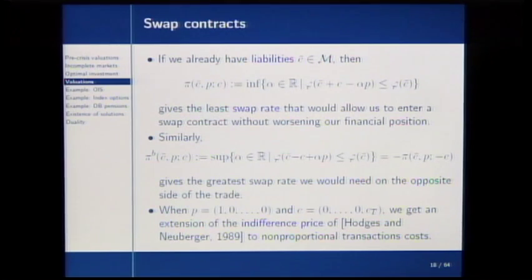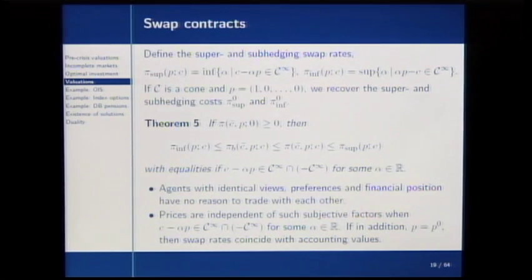Now, if you specialize to the case where the premium is paid all today and the claim is paid at maturity, then you get the classical indifference price studied at least as early as '89 by Hodges and Neuberger. Then you can define the indifference swap rate for entering the opposite side of the swap contract as well, and you can get these arbitrage bounds for those two. So this would be the seller swap rate, this is the buyer swap rate. The buyer swap rate is always less than the seller swap rate.